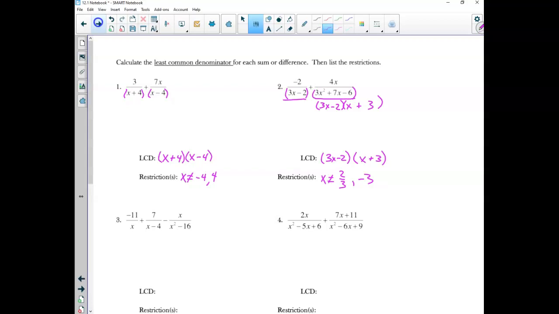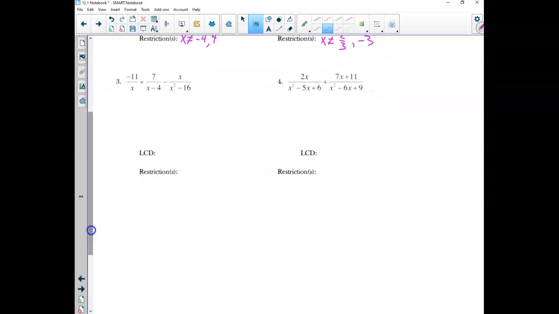Which means my answer key is kind of jacked up. I have negative 1, but that actually needs to be 3. I got something on it. Fix that. Oh well. What are my common denominators on number 3?